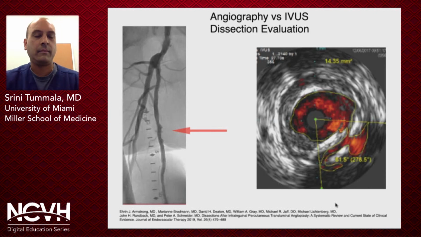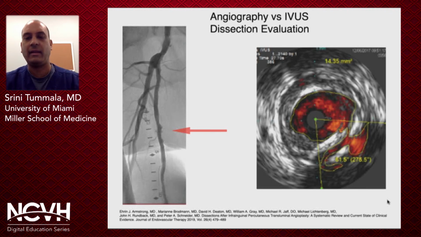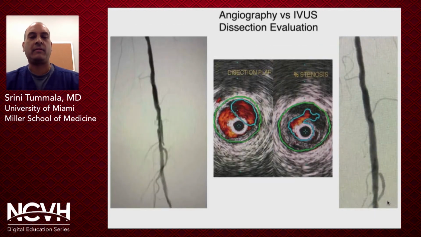Here's another angiogram. On the left, you can see it looks pretty good, a little bit of plaque, but doesn't look like a significant focal stenosis or even a dissection flap. But again, when you look at this IVUS image on the right, you can see there's not only a significant dissection, there's luminal compromise, and then there's a combination of soft and calcified atherosclerotic plaque. So again, therapy has not been optimized here.